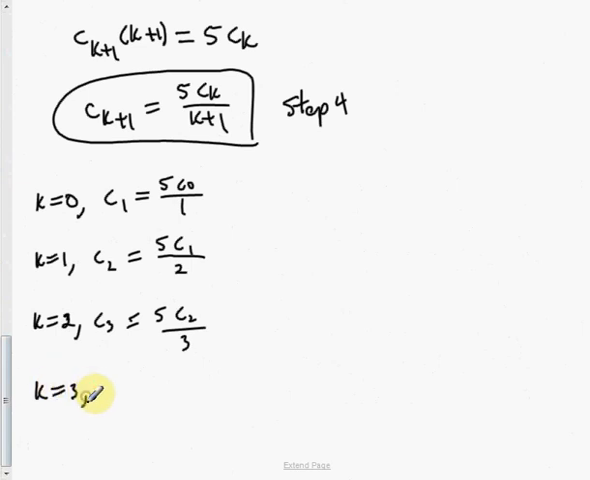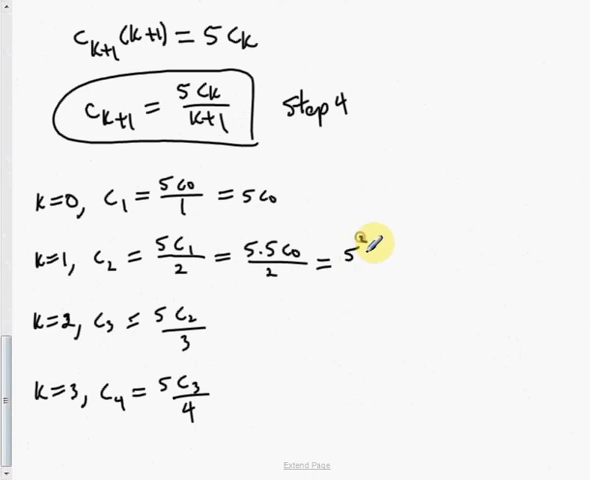K equal to 3. We get C sub 4 is equal to 5 times C sub 3 all over 4. And I reckon that's enough to build the pattern. Let's see. Now this is just 5 times C naught. We simplify. This is C sub 1, but C sub 1 is 5 times C naught. So this is 5 times 5 times C naught all over 2. This is 5 to the second times C naught over 2.